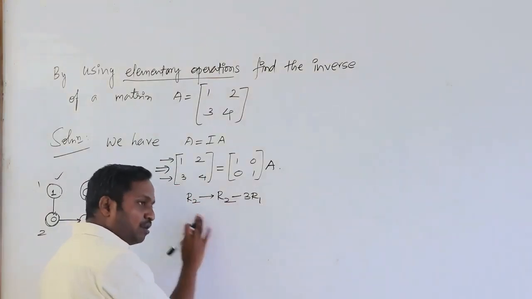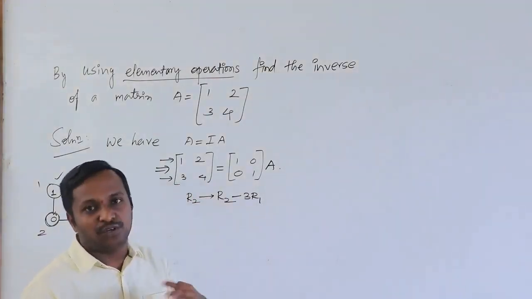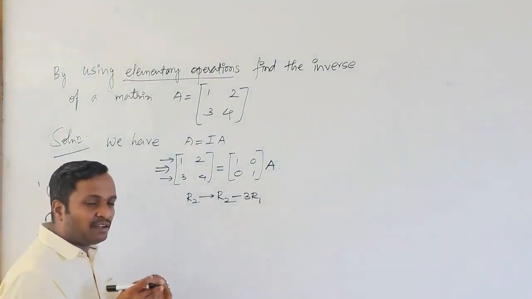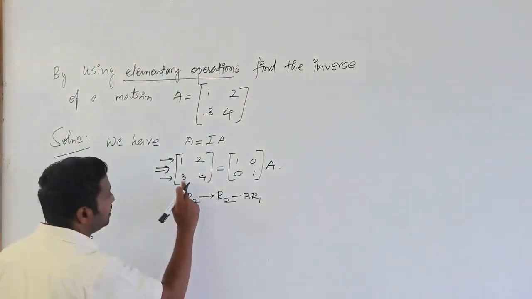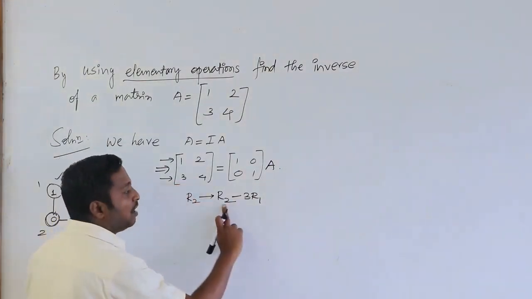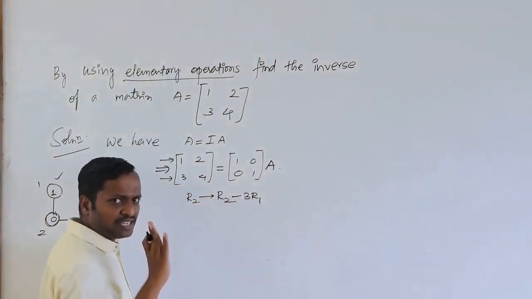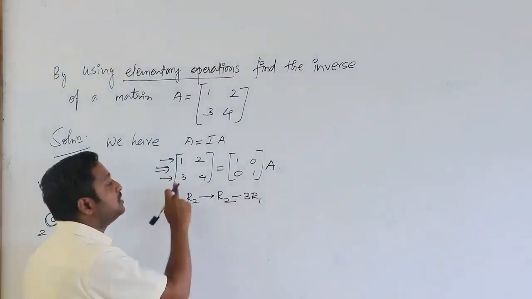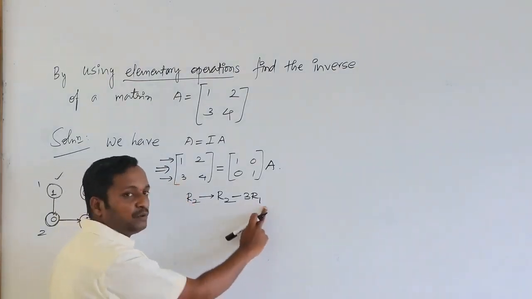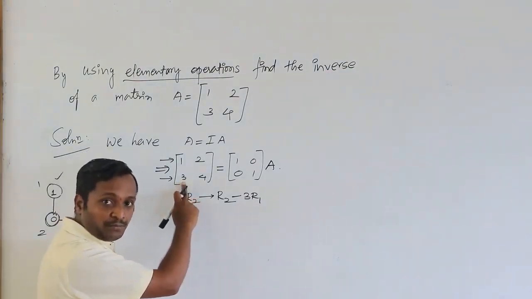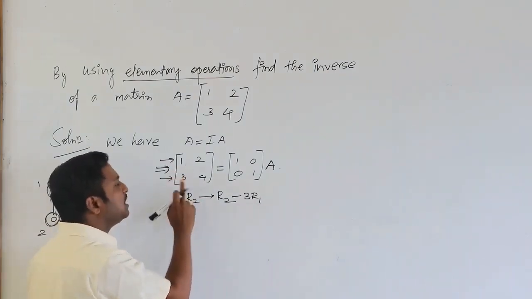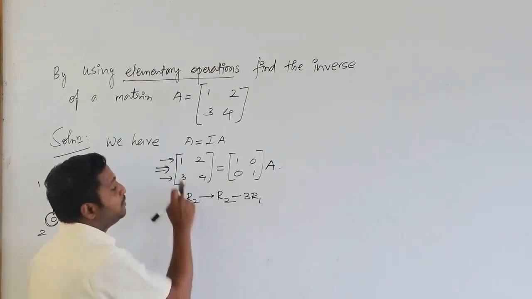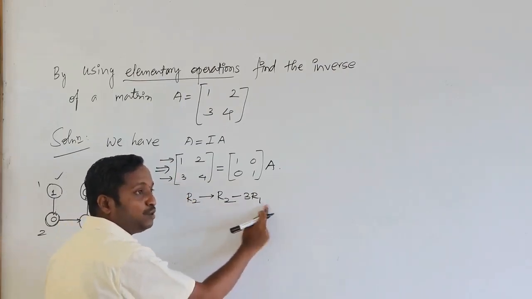Subtract. If you want to know this, you have to practice 5 to 6 problems. But just observe, you will get the idea later. If it is 4, what will I take? R2 minus 4 R1. Just keep the point. If it is 10, R2 minus 10 R1. If it is 5, R2 minus 5 R1. If it is minus 3, what happens? R2 plus 3 R1. If it is minus 2, R2 plus 2 R1.